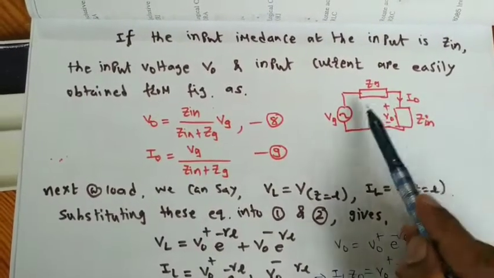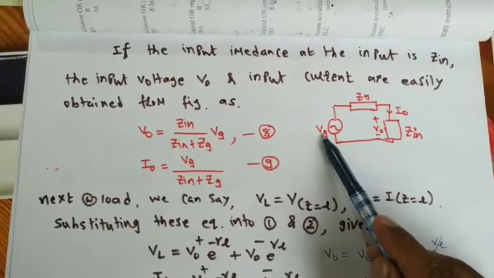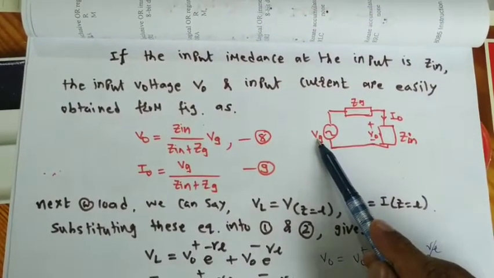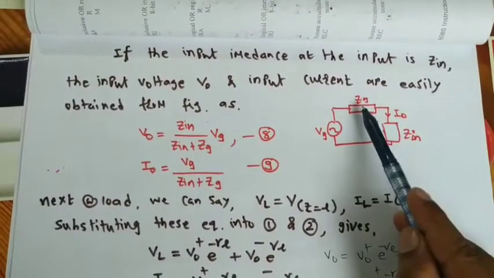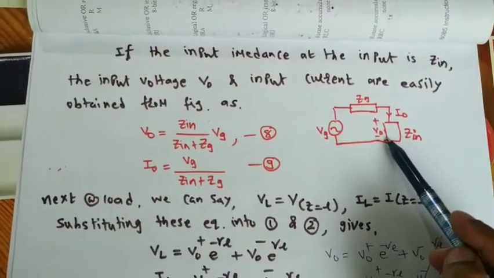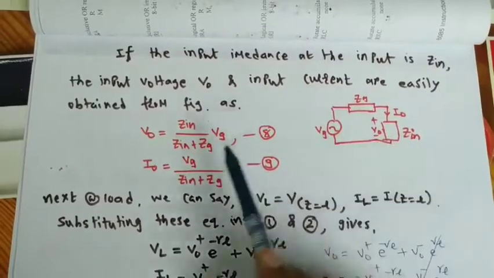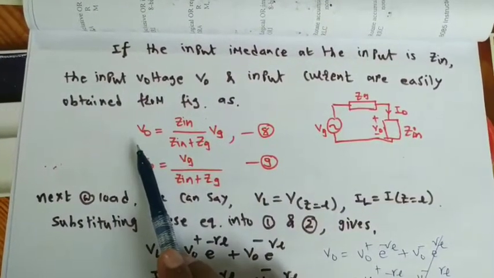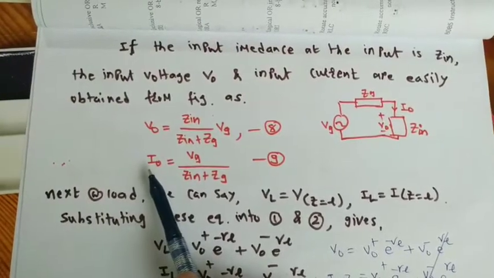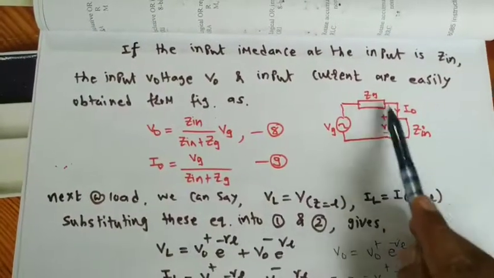So I0 is nothing but the generator voltage Vg, the supply voltage, divided by the impedance. The impedance is nothing but Zin plus Zg. So finally we now have the input voltage V0 and input current I0 from this figure.